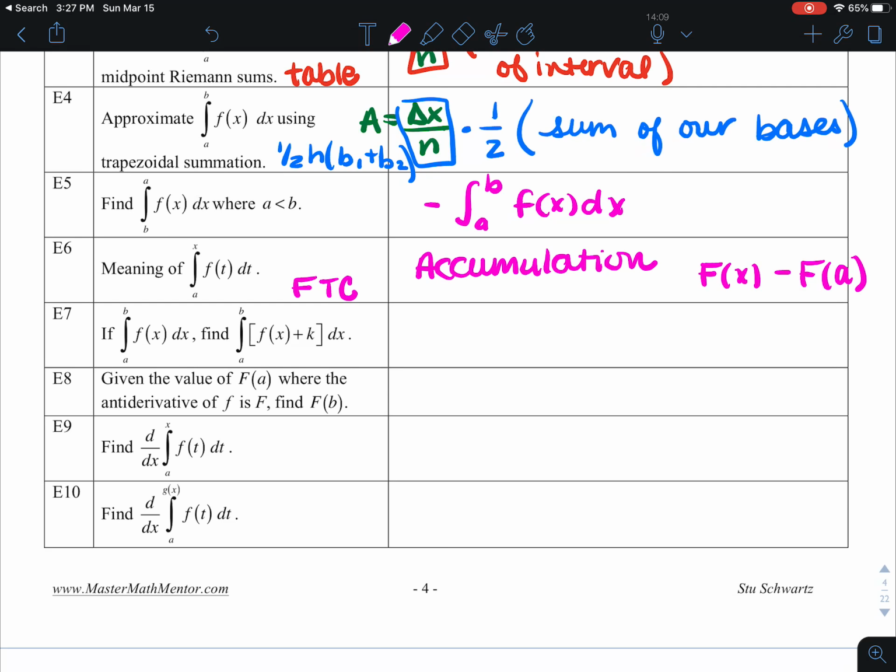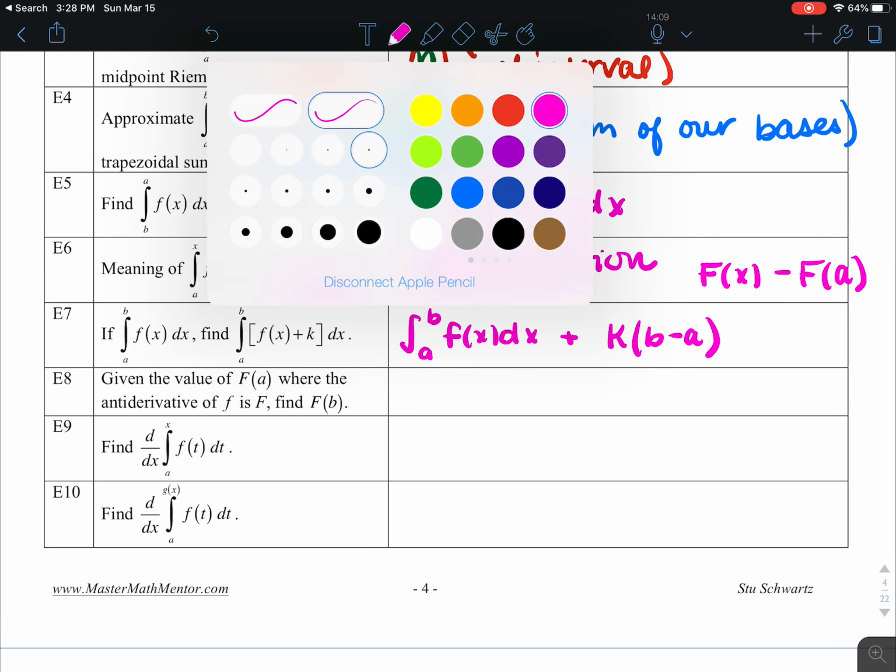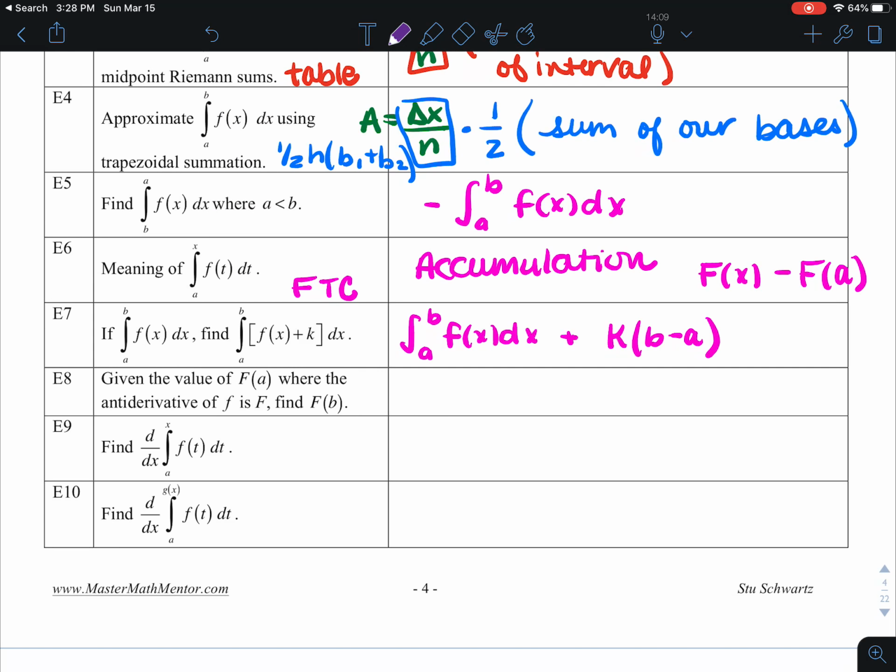If we're integrating a function and we want to find the integral of the function plus some constant, we can separate these. We can integrate f of x from a to b, and then in this case, we would add to it k times b minus a. And that's an old properties of integration rule. It can be useful, but I think a lot of times now you're just kind of adding k to the function and then integrating as normal.